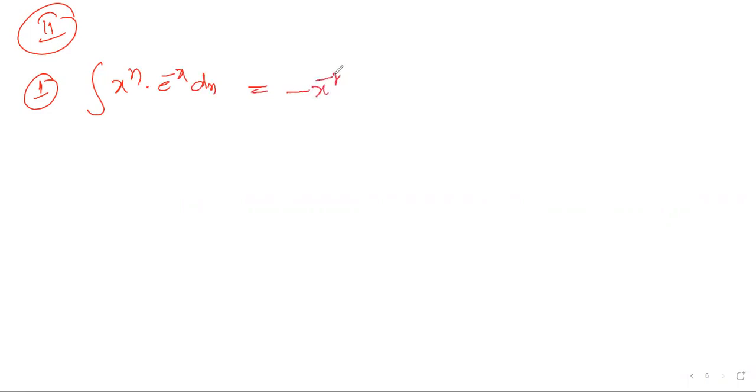The first bit is finished. Now the second bit, the first question. If they are asking for the proof, show that integration of x power n e power minus x dx is equal to minus x power n into e power minus x plus n into integration x power n minus 1 into e power minus x dx. It's not a big question. Just apply UV and you get the answer. It's a very LKG question. Just you need to apply the UV.